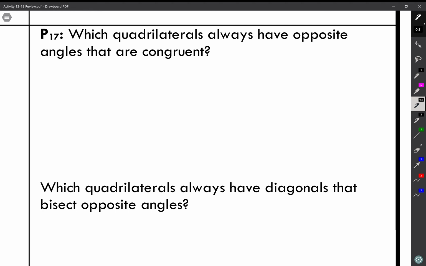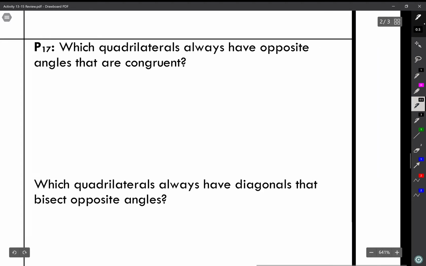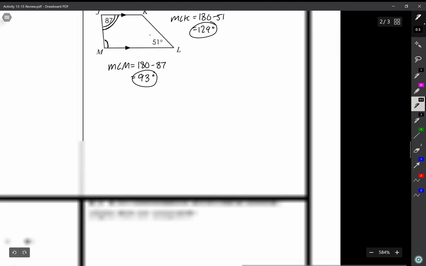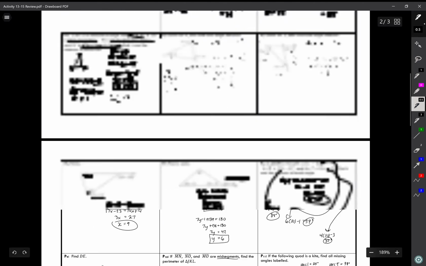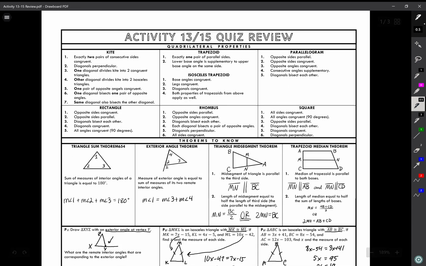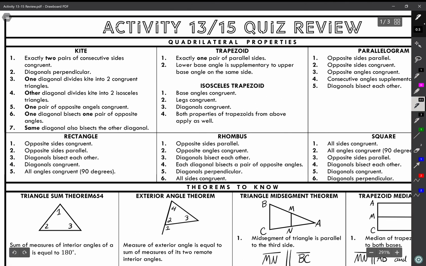Which quadrilaterals always have opposite angles that are congruent? So I'm actually going to go up to the properties right now. What this is really asking is which quadrilaterals have two pairs of opposite angles that are congruent. What they mean is that all opposite angles would be congruent, because there are only two pairs of opposite angles in a quadrilateral.